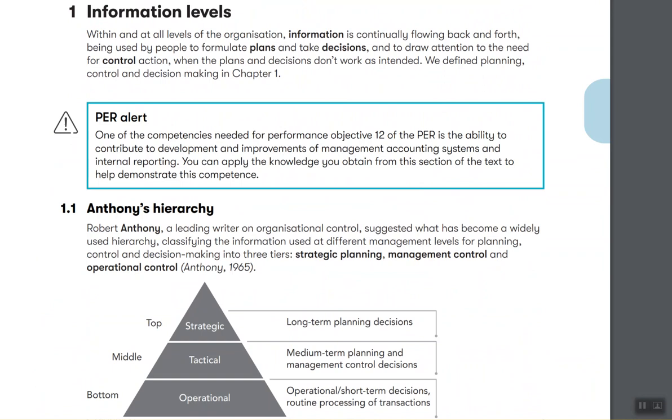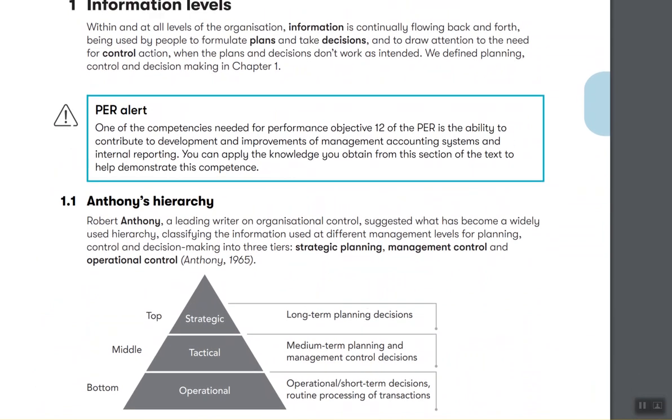Remember, this is something you saw in F1. We have top level, middle level, and bottom level. The strategic level is the top level. They focus on the long term, and they are less detailed and more words. Operational level are the lowest level. There are more details and they cover shorter period. And then tactical information is in the middle. They are medium detailed and they cover medium periods.